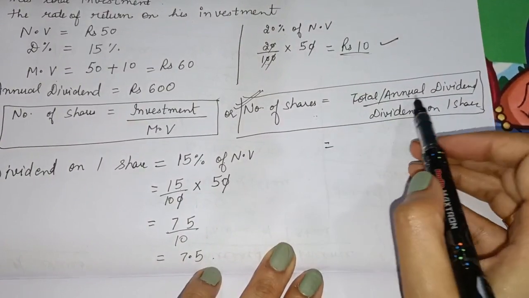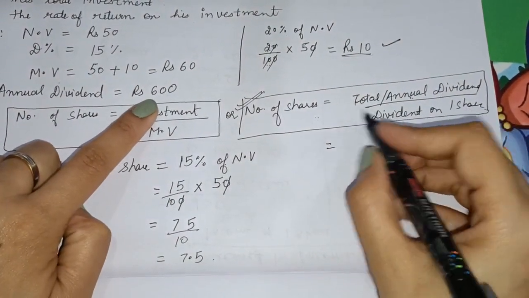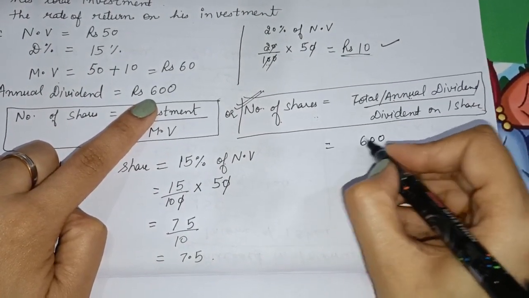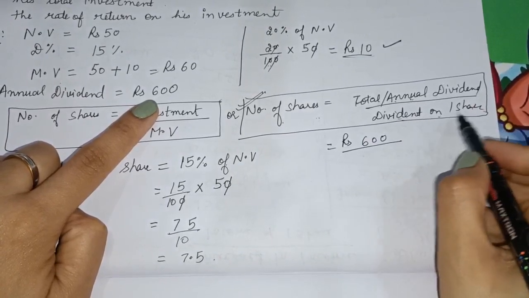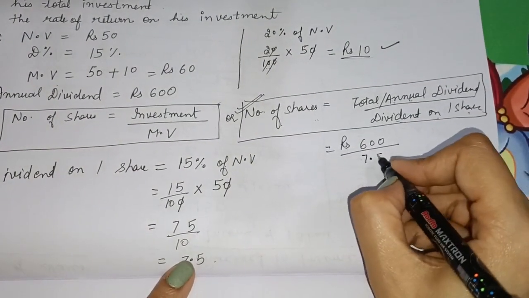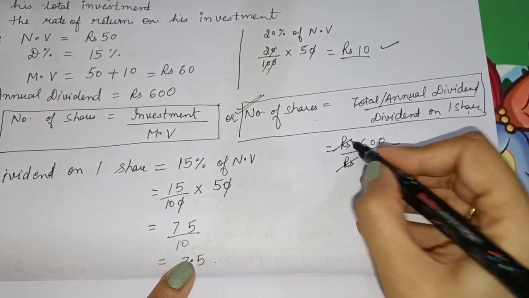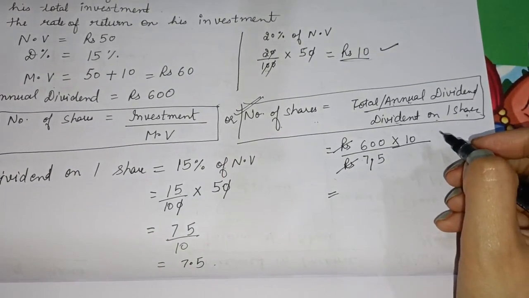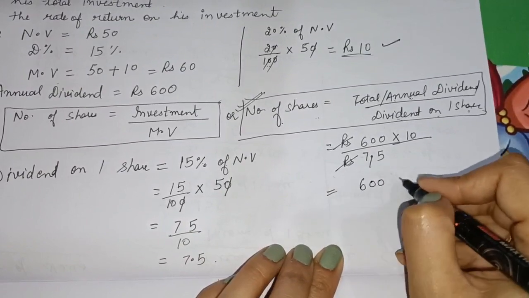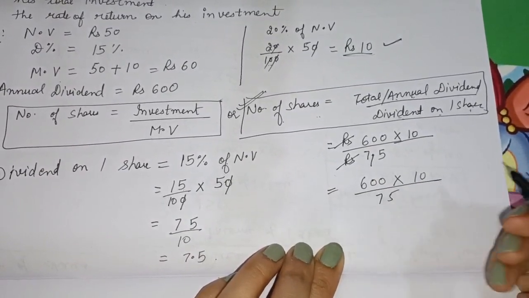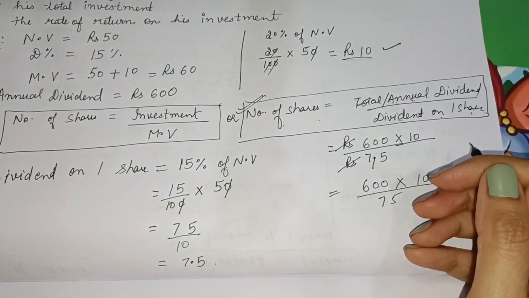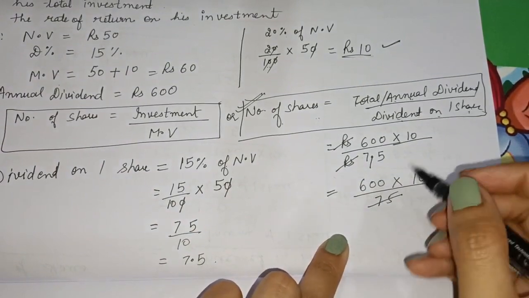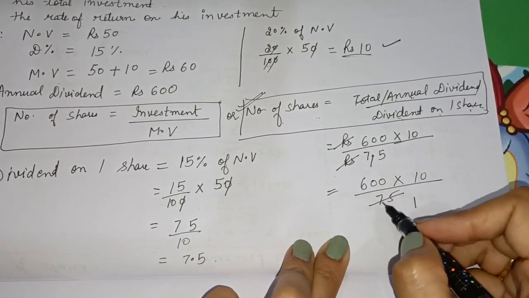Here we will just substitute now. What is the annual dividend? 600. So number of shares is equal to annual dividend by dividend on one share. Annual dividend is 600, I am substituting its value. Dividend on one share, just now we have found, 7.5 rupees. If I remove this decimal, here I'll get 10, so 600 into 10 by 75. This we can do cancellation on 5's table, or 15 also you can do. 5 into 1 is 5.